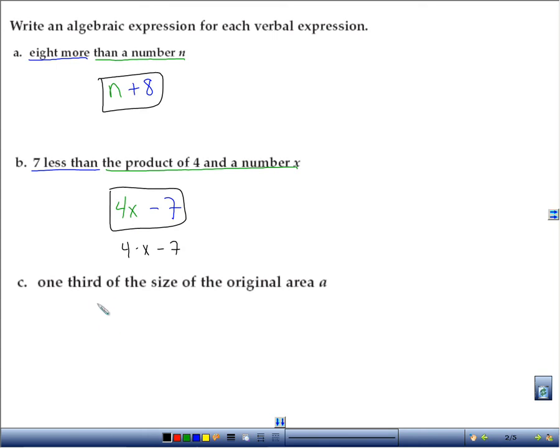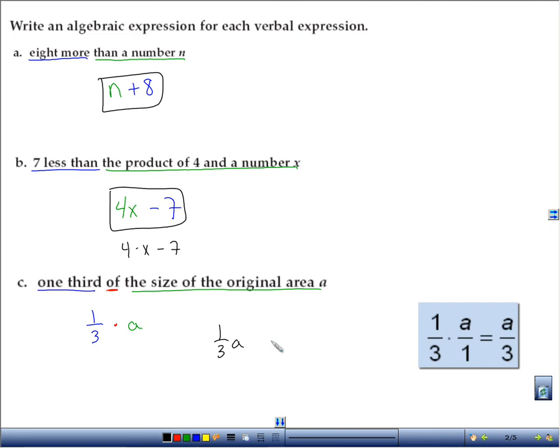C is 1/3. 1/3 is pretty easy. It just is a fraction 1/3. This word of means multiply, and we'll put a dot there to reference the multiplication, and then say the size of the original area A. Now putting all that together, you can rewrite it as 1/3 A, or this is really an A over 1, so you could multiply it by 1/3 and get A over 3.